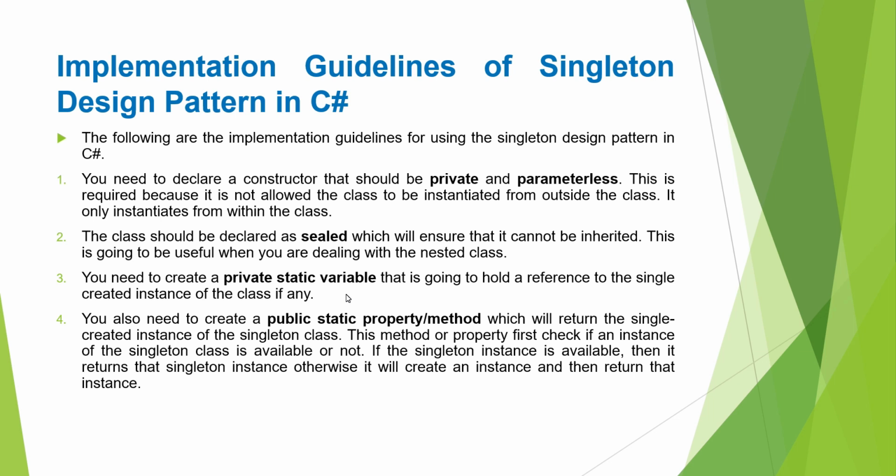Within the singleton class, we need to create a private static variable that is going to hold a reference to the single created instance of the class, if any. We also need to create a public static property or method which will return the single created instance of the singleton class. This method or property first checks if an instance of the singleton class is available or not. If the singleton instance is available, then it returns that instance. Otherwise, it will create an instance and then return that instance.